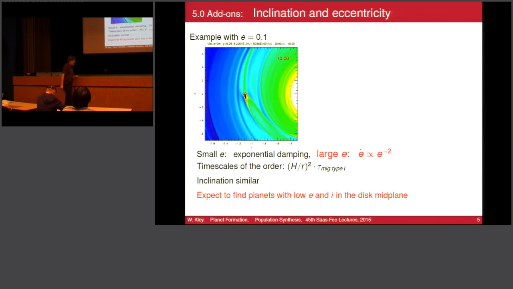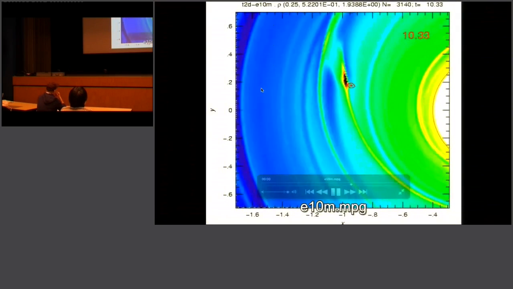Then there was something about eccentricity and inclination. I had to skip this today in the morning, and I will show you here an example of a planet with 0.1 eccentricity in a disk. Looks like this.